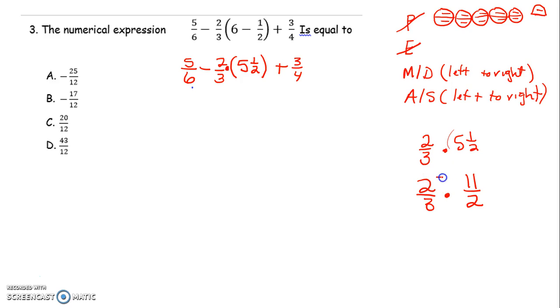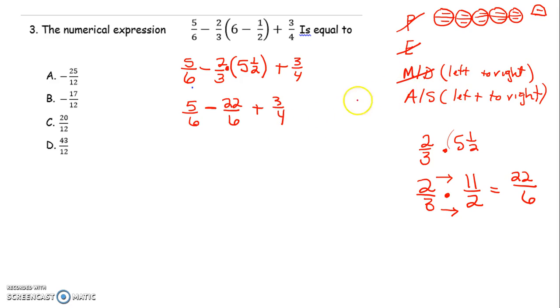Then I can multiply straight across the top, straight across the bottom, and I'll get 22/6. I could simplify this, but I see I already have something in terms of 6, so I'm just going to leave that because I'm going to need a common denominator eventually, is my feeling on it. So hopefully I did that right, 22/6. Then you have 5/6 minus 22/6 plus 3/4. I did all my multiplication or division.